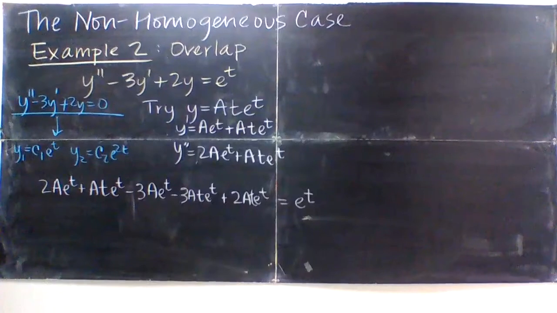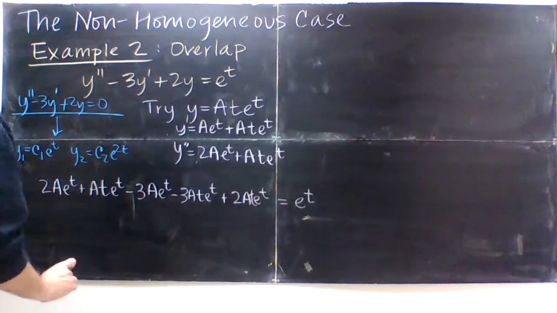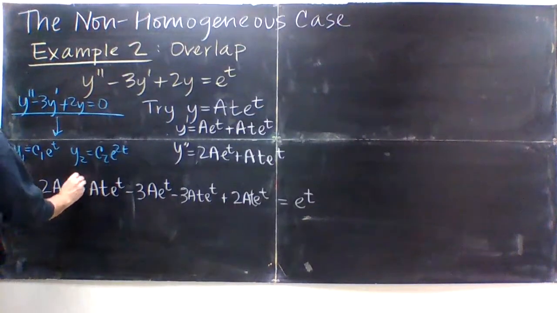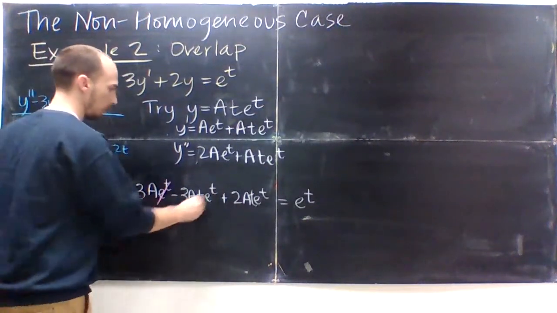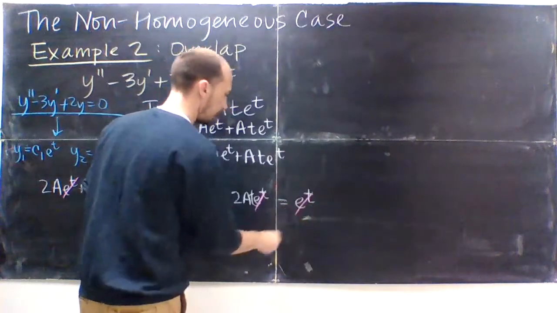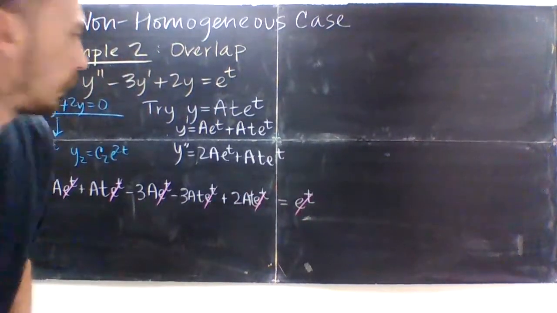Okay, right now I'm going to rid myself of all of the e to the t's. I'm going to divide this whole equation by e to the t, so I'll have that gone, here we go, and then I'm left with a 1. So maybe I'll write that in.